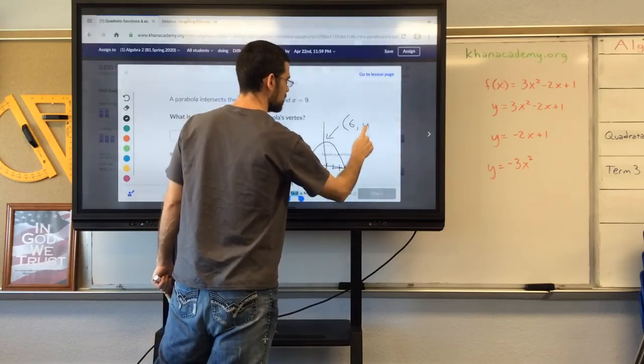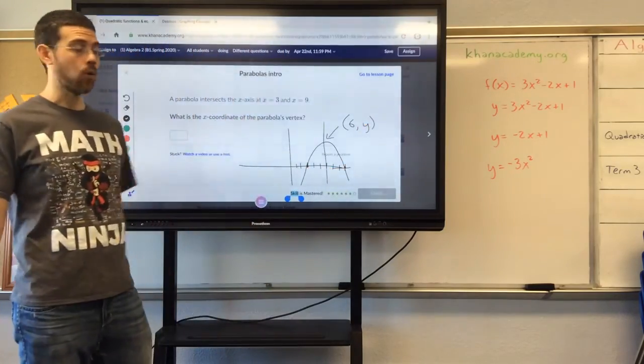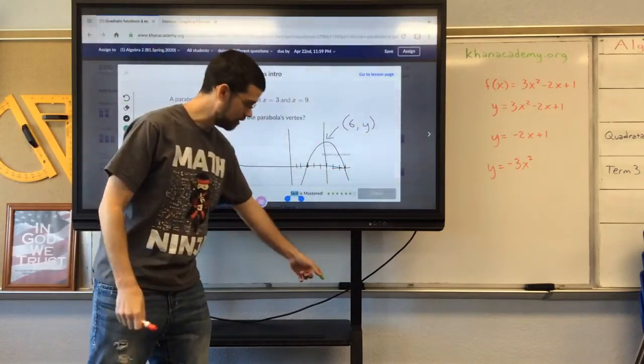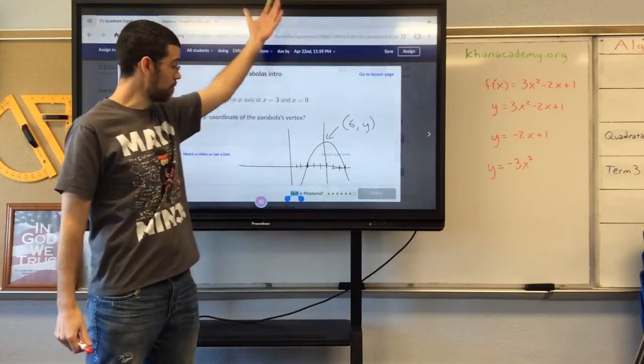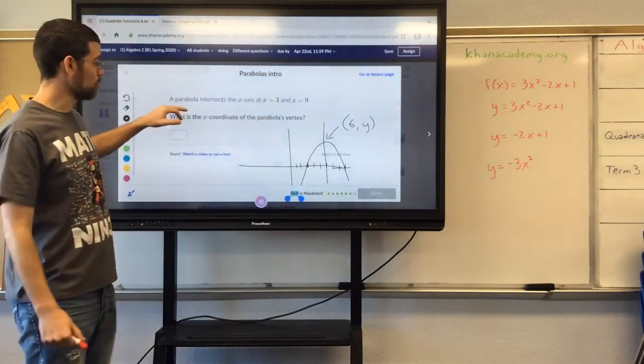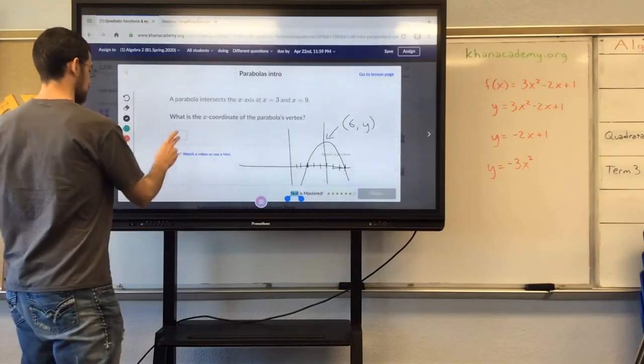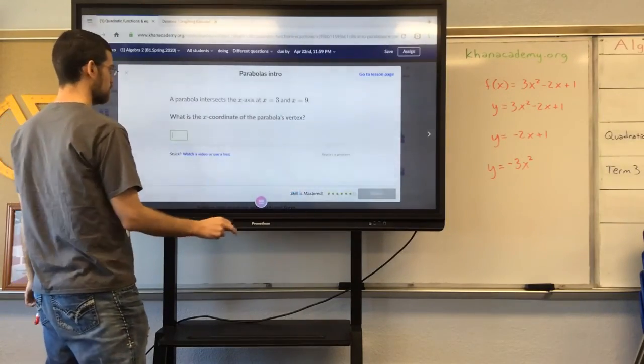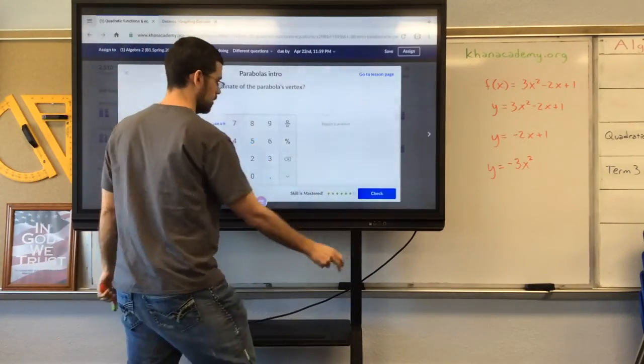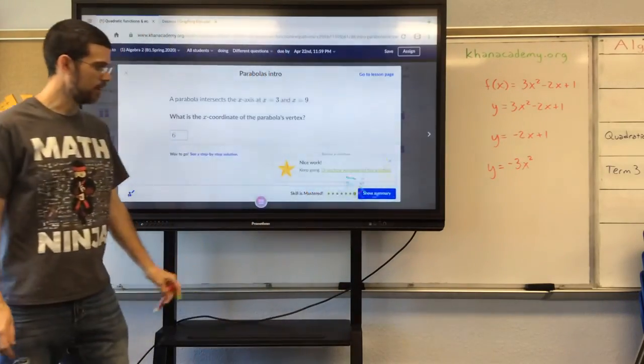They didn't tell us enough information to know where y is. It could have been up here, it could have been down there with the parabola opening up. But we have enough to answer what they asked for. The x-coordinate of the vertex is 6. And we are done.